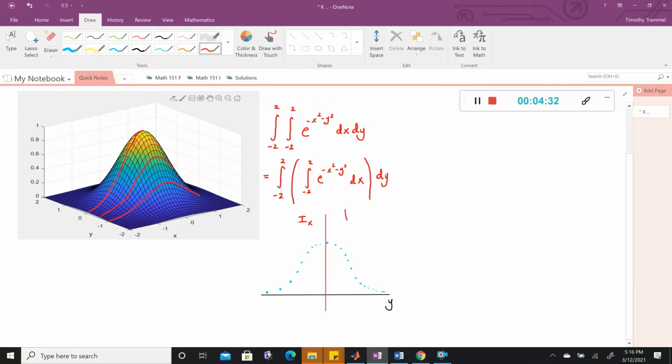Okay, so the trapezoid rule to evaluate the inner integral for fixed values of y, and then the trapezoid rule to deal with its outputs, so we can integrate with respect to y. Okay, let's go into MATLAB and see what this looks like.